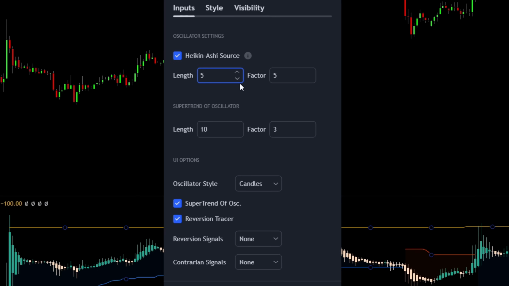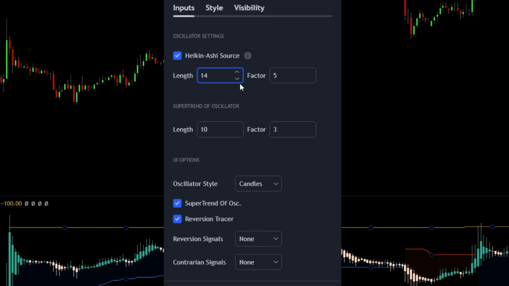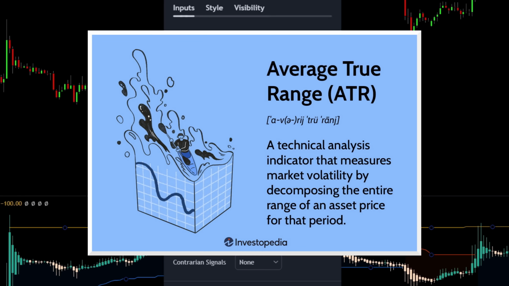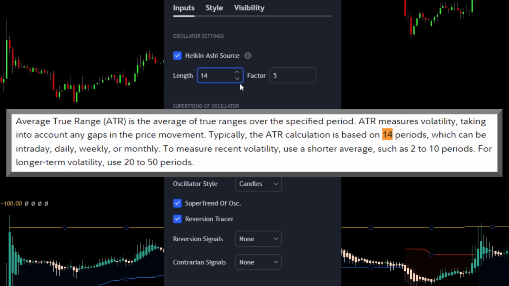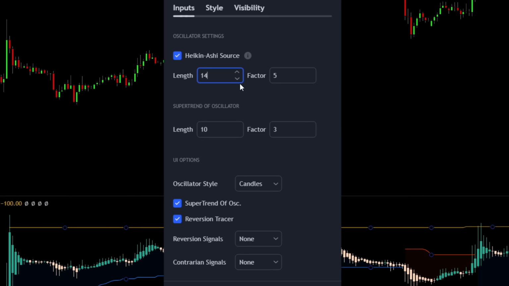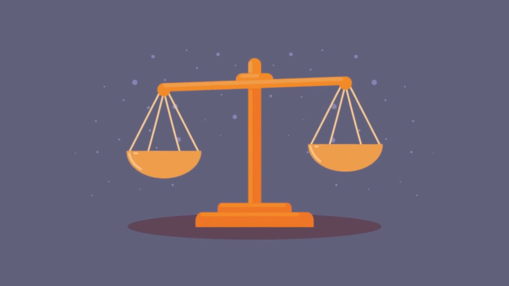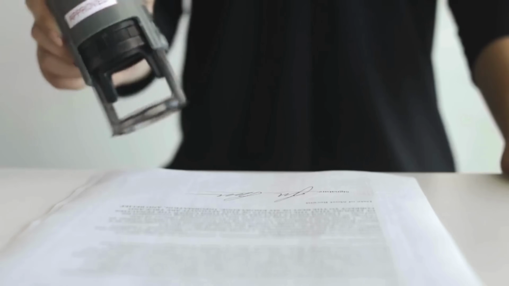And if we make the length shorter, we will get faster signals, but at the same time we will get more false signals. So what I usually do here is that I set the length to 14. And you may wonder, why would I choose 14 here? Well, the reason for this is that the SUPERTREND uses the ATR for its calculations. And the standard length for the ATR is 14. And one could argue that this gives us a good balance between fast reactions and valid signals.